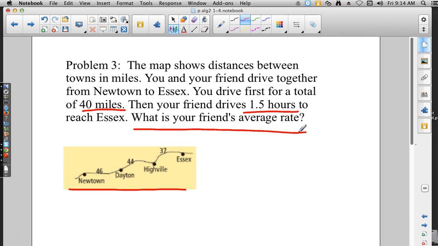Let's do it the cheater's way. You look at this picture and you say to yourself, what's the only thing that I can find for a total? How far did they go? That's what I can find. So I'm not going to be directly finding the average rate. I'm going to have to figure out how far they went. I'm going to have to figure out the distance. So we take 46 plus 44 plus 37. It might seem like a big task at this point.